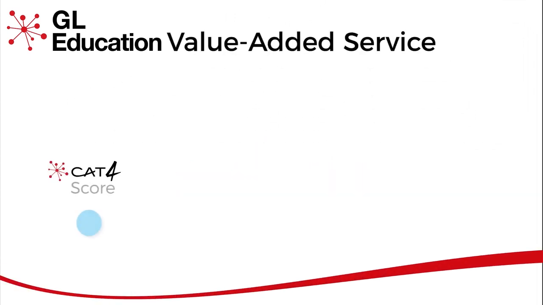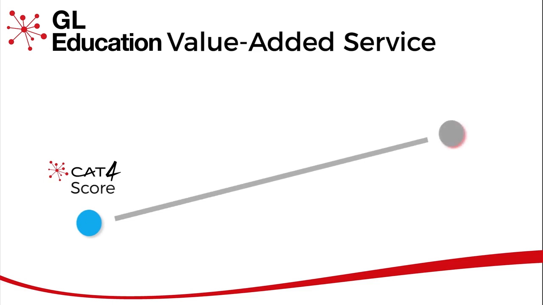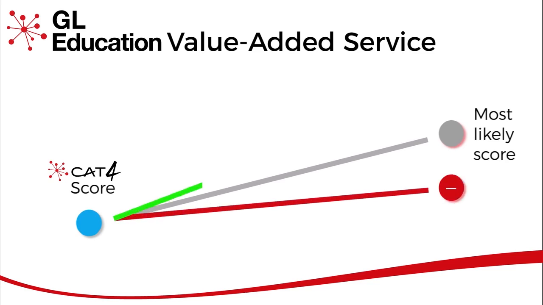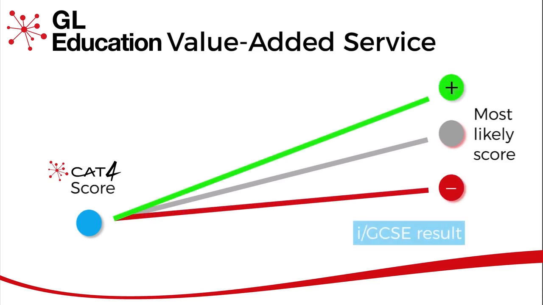With the GL Education Value Added Service, the baseline set is the student's actual scores from CAT4. Secondly, our value-added model considers students' likely performance compared to similar students. For example, based on a student's CAT4 mean score as well as the individual battery scores, their most likely performance can easily be gauged, and this can also be done for classes, cohorts, or complete schools. We can then compare this most likely performance with the actual grades the students get in their examinations.